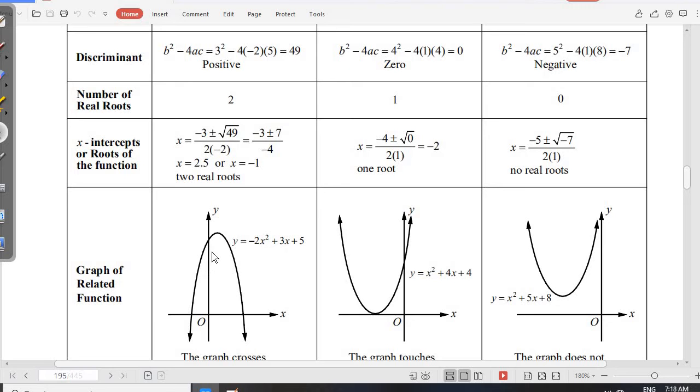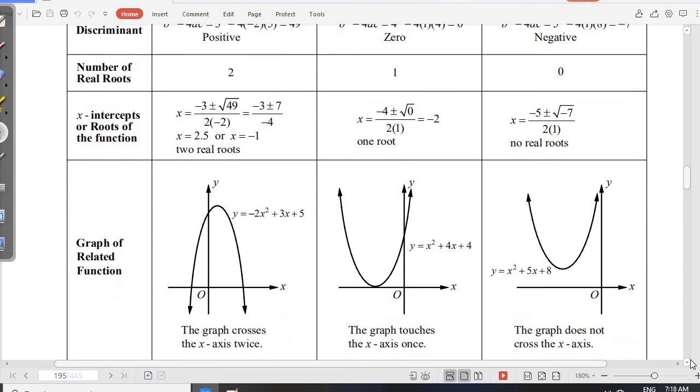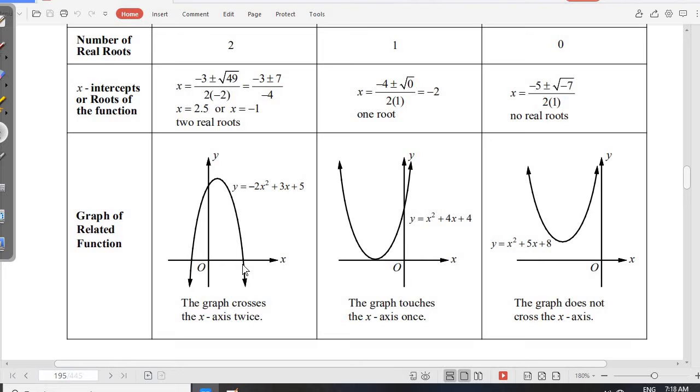Now when you have your graph here, you see the graph crosses the x-axis twice. So you have your answers, one negative and one positive, and you see your vertex and stuff like that. Now here the graph touches the x-axis once. When this one is negative, you see the dome this way. When this one is positive, you see the dome this way. Then here the graph does not cross the x-axis. For the ones that have two real roots, the graph crosses on both sides.